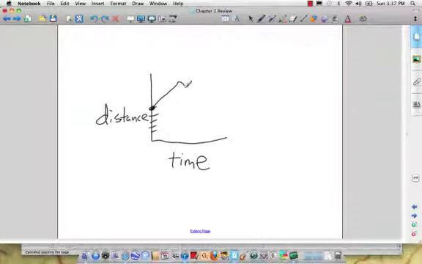If someone is moving closer to the motion detector, it's going to come that way. If somebody is stationary, which means not moving, they're still, then it's going to be horizontal, because as time moves forward, the distance doesn't change. Okay, so that's the basics on a motion graph.